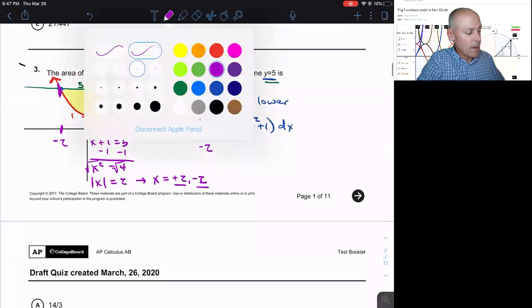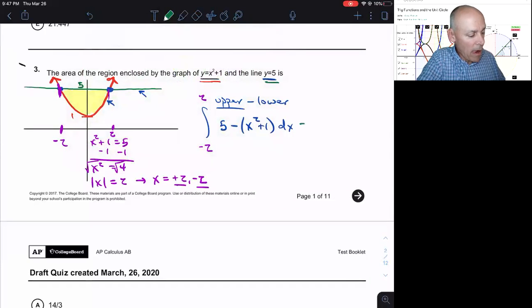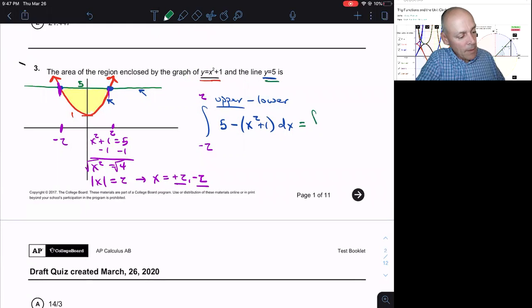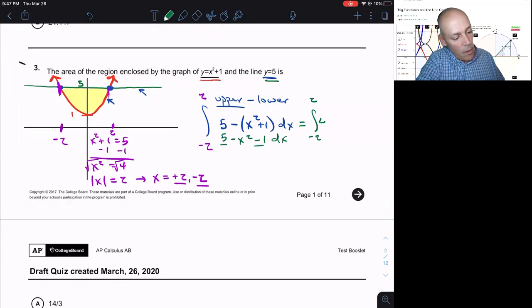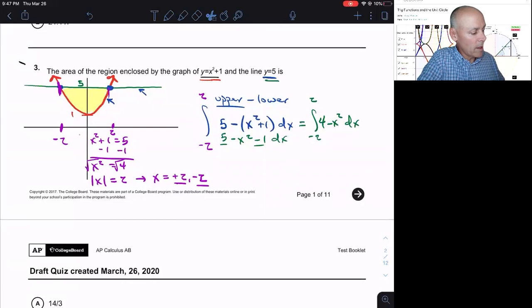Okay, now, as I get ready to integrate this, I'm just going to do a rewrite. So I'm going to have the integral from negative 2 to 2. And if I distribute the negative, this is 5 minus x squared minus 1 dx. And then if I combine like terms, 5 minus 1 is going to be 4. So that's going to be 4 minus x squared dx. Okay. Give myself a little room here.